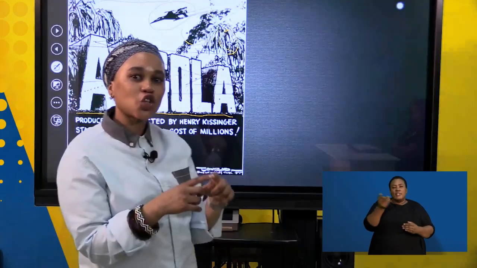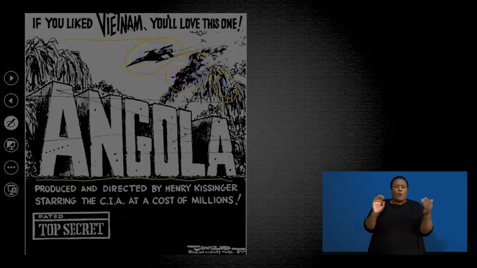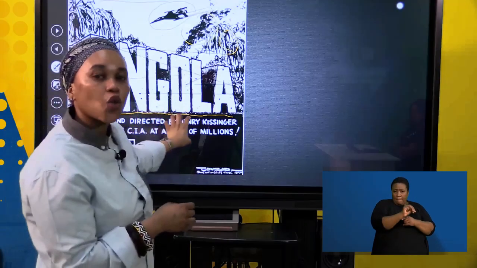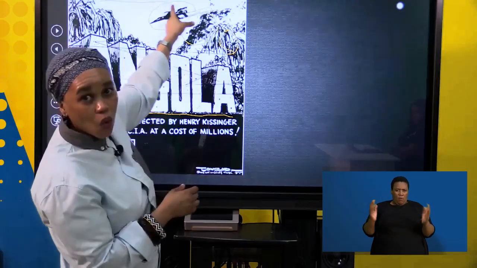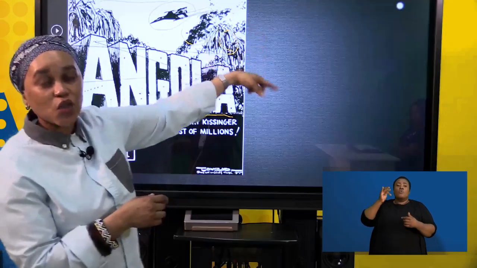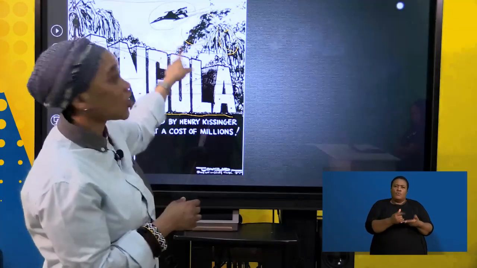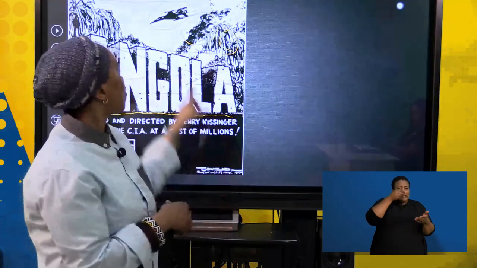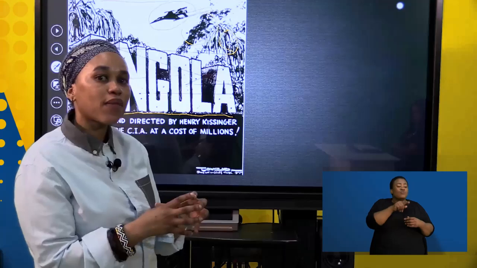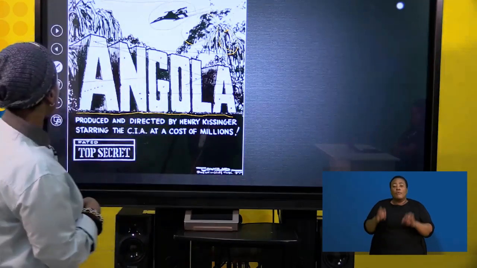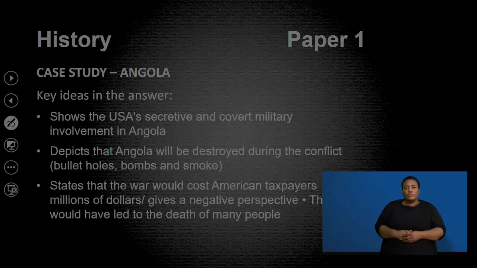Why do you think this cartoonist felt it important to compare what was going on in Angola to what happened in Vietnam? So if you look at this cartoon, it requires your prior knowledge of the Vietnam War. Okay, so again, it goes back to those choices that you have to make when you answer these questions, that you should have studied that section even if you're not choosing Vietnam, but you should have prior knowledge of what happened there, because otherwise you will not be able to see what the cartoonist is trying to say here.